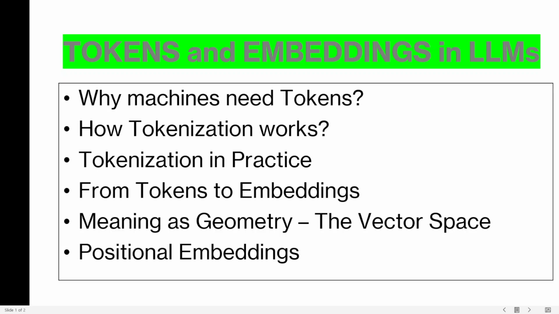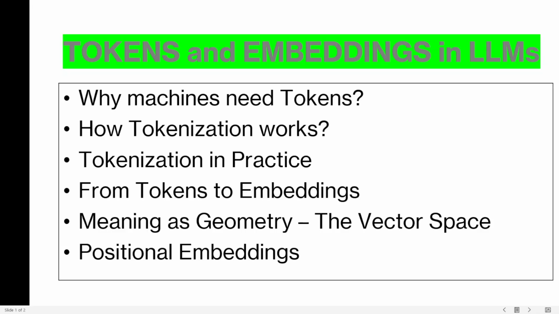So, if we try to put it all together, how tokens and embeddings work in a real LLM, from your text input to the model's output. Here is the full journey. Step 1 is tokenization. Your input text is broken into tokens by the tokenizer using its learned vocabulary. Hello world becomes tokens, each mapped to an ID number.